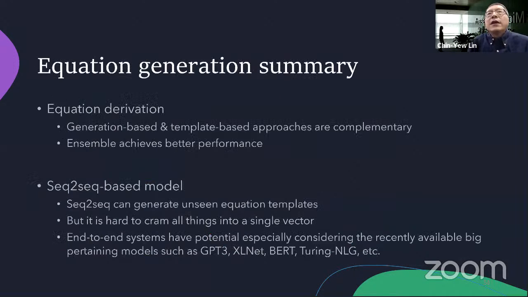Okay, so in conclusion for these sections, equation generation-based and template-based methods are actually complementary. Ensembling the methods achieves better performance. But the sequence-to-sequence model doesn't really beat the feature-based method. However, the recent developments in GPT-3, XLNet, BERT, and Turing NLG give us some new hope. Maybe we'll be able to do it much better.